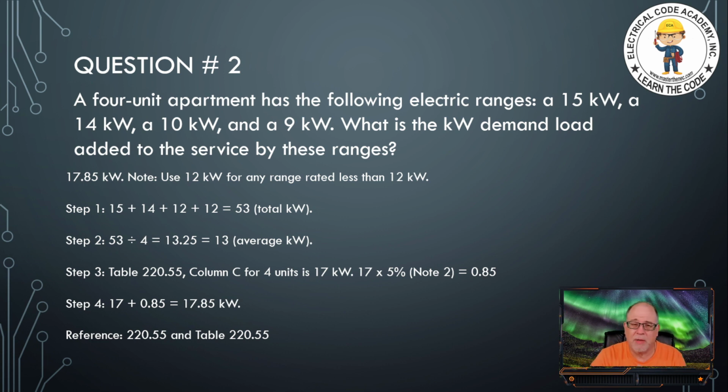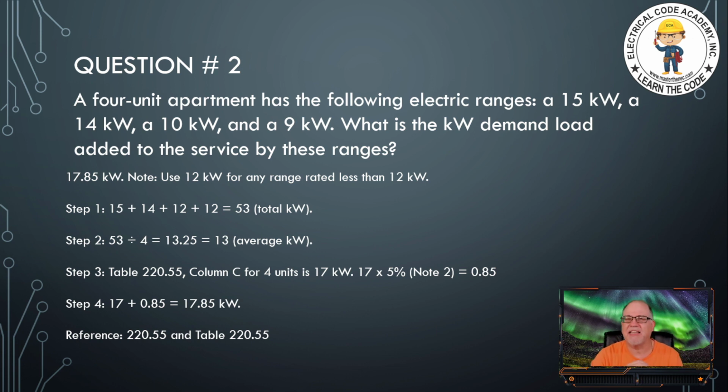All right, so the answer we know is 17.85 kW. We have that note that's reminding us to use 12 kW for any range that was less than 12. And in our case, we had one that was 10 and one that was 9. So we're going to strike through those and make them each 12. So step 1, 15 plus 14. And now instead of 10, we're using 12 plus 12. And then the 9 is now 12 plus 12 again. That's 53. Now, what did it say? That is the total connected kW for these 4 ranges.